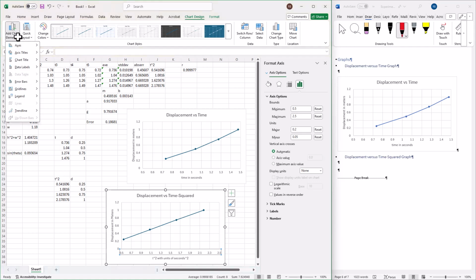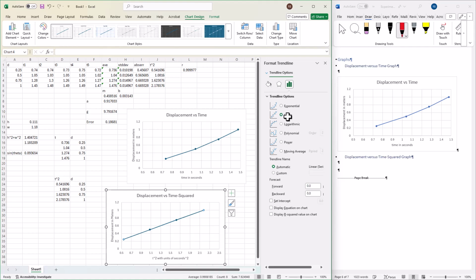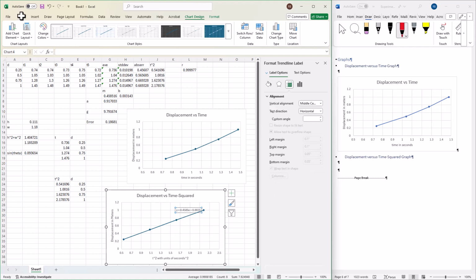Okay, and then there's a third thing that we can do, and that is we can come to add chart element. We can come down to trend line, and we can hit more trend line options. And it brings up this. Now, we want a linear trend line. There it is. Okay. And we want to display the equation on the chart. And there's our equation. And if you wanted to, we could make that a little bigger.